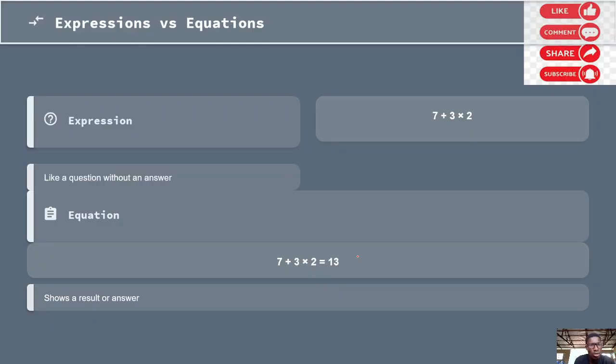But when it comes to expression versus equation, equation has equal to signs. Most of the times students mix up expressions with equations, and that is the reason why we have to clear this up. We have to clear it out for all of us to understand.